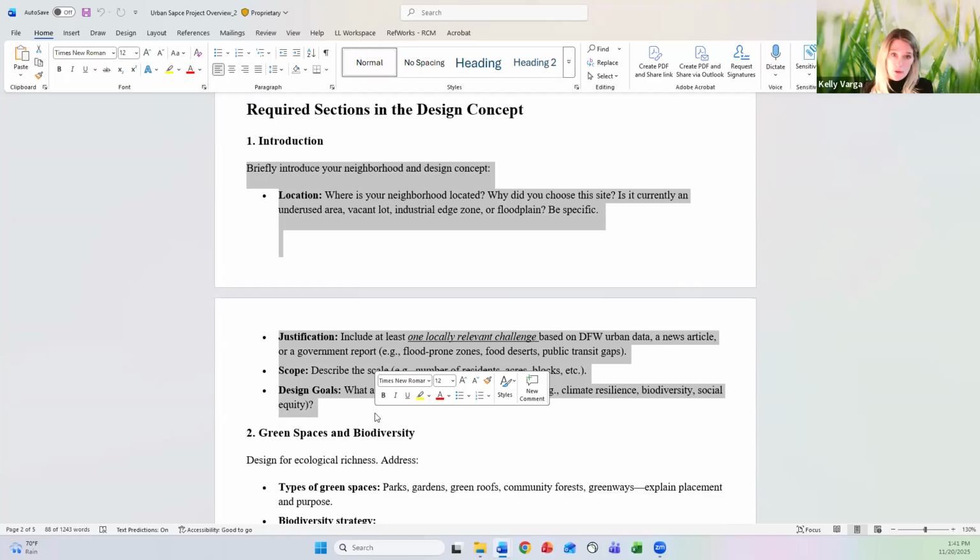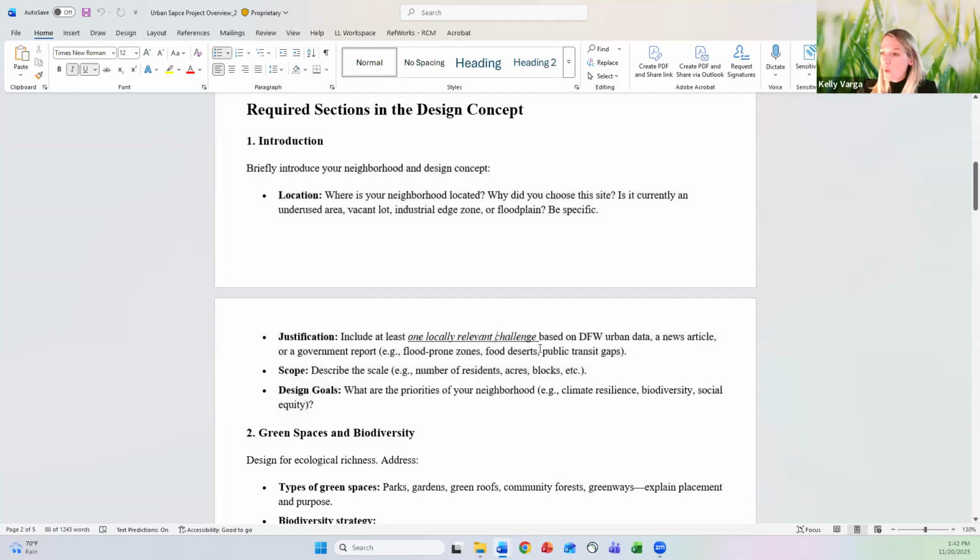Maybe it was talking about flood mitigation. Maybe it was talking about ecosystem services. Maybe it was walks in nature and how nature affects mental health. That's all great. Whatever speaks to you, where you were kind of like, oh, this is kind of cool to look into a little bit more, or a creative thing that you designed. That should be the basis and the foundation for, again, what your justification is, what is speaking to you.